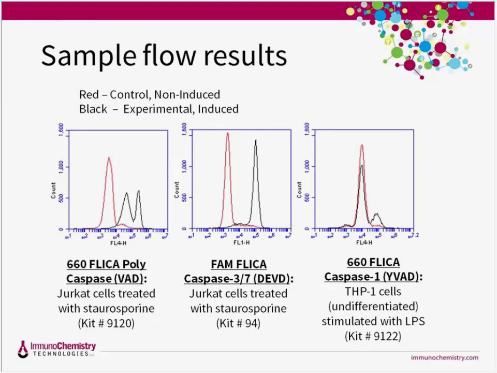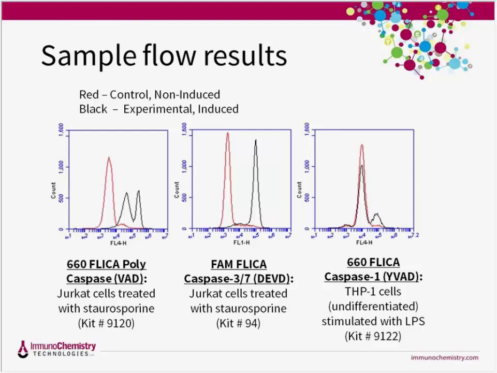So now that we've talked about how FLICA works, let's examine some sample data of FLICA in action. Here we have some sample flow cytometry results. In each of these overlay histograms, the red line represents the healthy control population, and the black line represents the induced experimentally treated population.